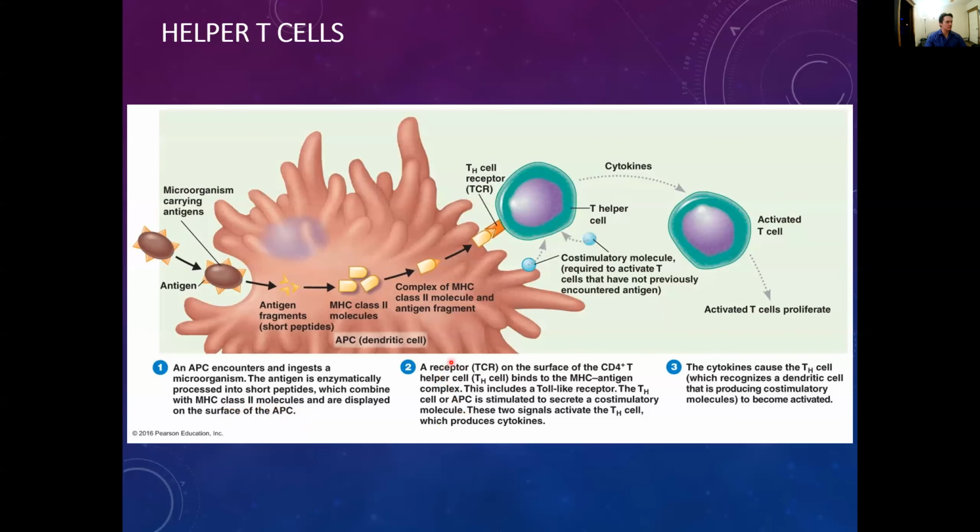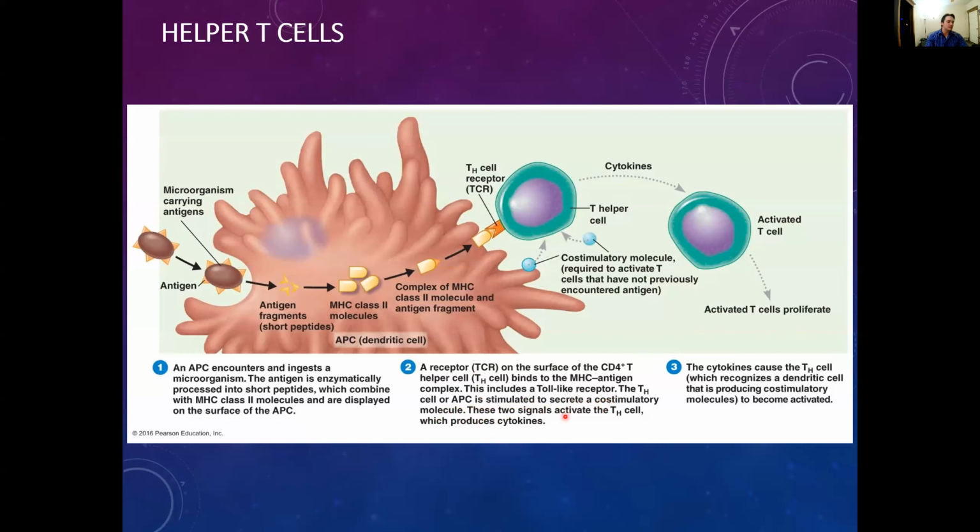A receptor TCR, again, just for clarification, APC is a dendritic cell, just so that you are aware of our definition. A receptor TCR on the surface of the CD4 T helper cell, or the TH cell, will then bind to this MHC antigen complex. We saw that in the previous slide, and here we see it in a closer zoomed in view, which will induce a toll-like receptor. The TH cell, or APC, is stimulated to secrete a co-stimulatory molecule.